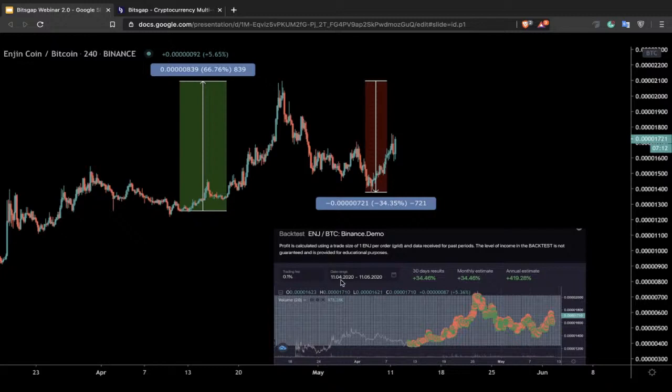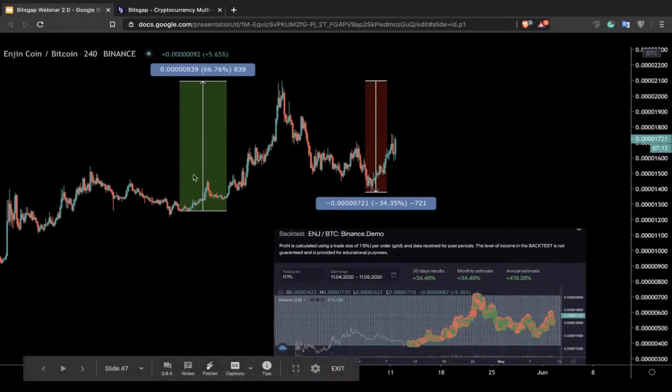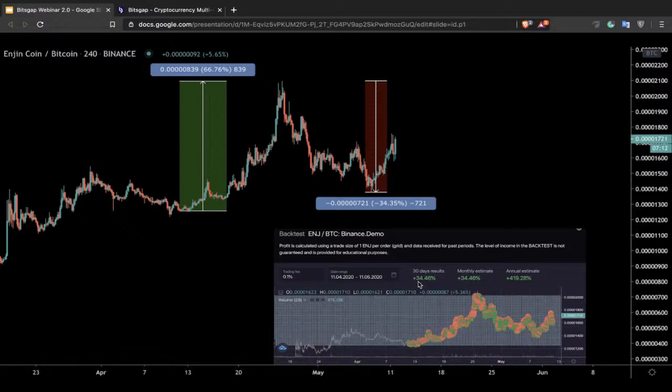Starting from the 11th of April until the 11th of May, so that's a 1 month period, we see that the price has reached a higher high of 66%. So from the point of 11th of April up to the highest price, 66% appreciation. And then from that point down to the lowest, it was minus 35%. So in this case, this is the downside risk for us. But for that period of 1 month, the bot would have generated 34% in BTC.